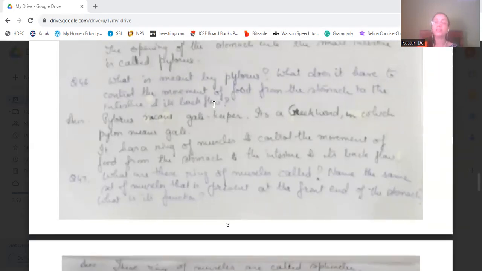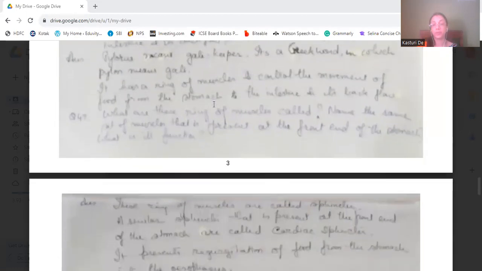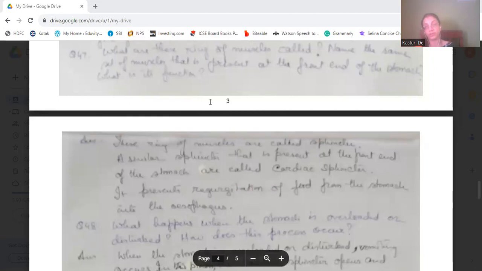So what are the ring muscles called? Name the same set of muscles present at the front end of the stomach. What is its function? The rings of muscles are known as sphincters, and the same type of muscle is also present at the front end of the stomach, known as the cardiac sphincter. The function of the cardiac sphincter is preventing the regurgitation of the food from the stomach into the esophagus.